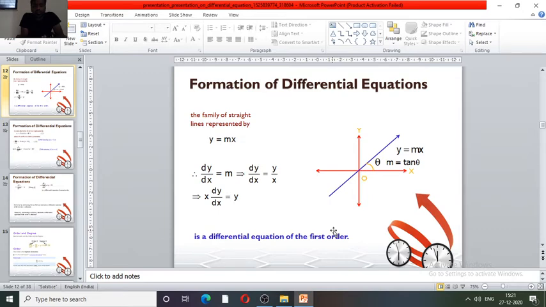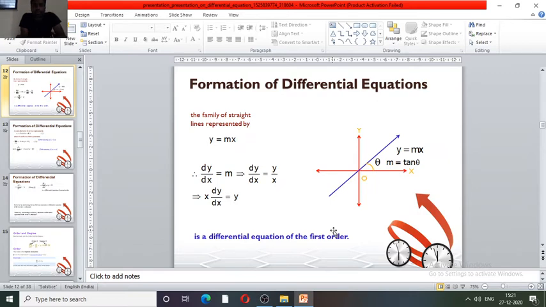For example, take the family of straight lines passing through the origin. We first write down the family of equations, which is y is equal to mx. Here m is the slope, and this is the general equation of straight lines passing through the origin. In the next step we have to find the differential equation which satisfies this equation.